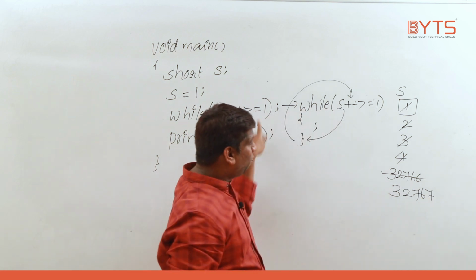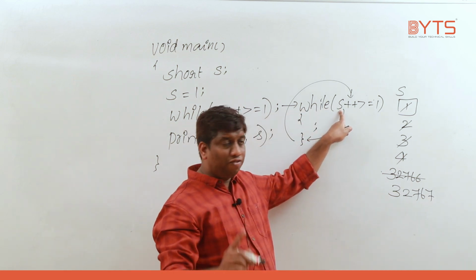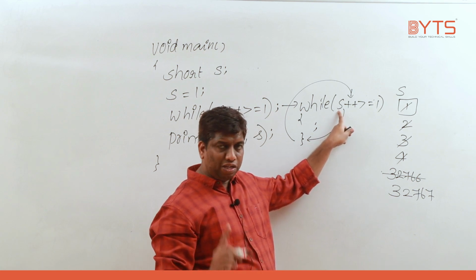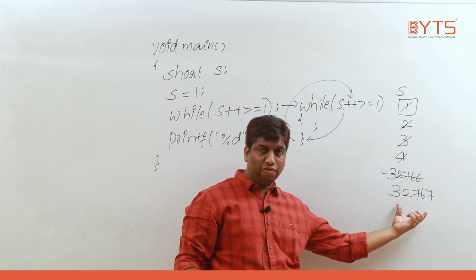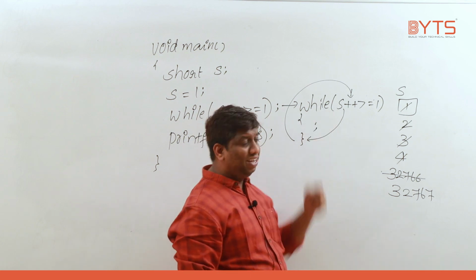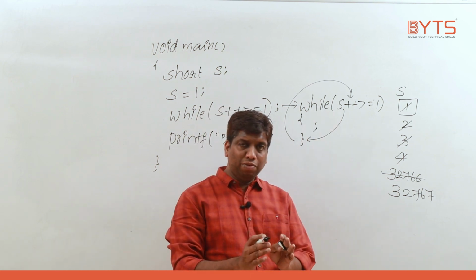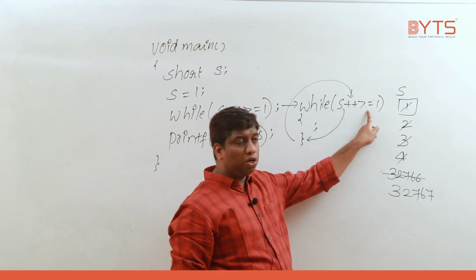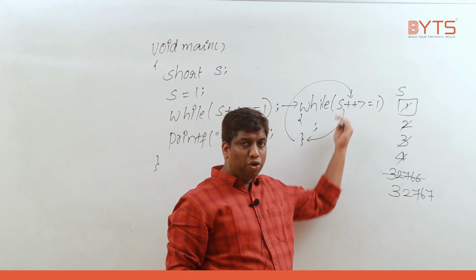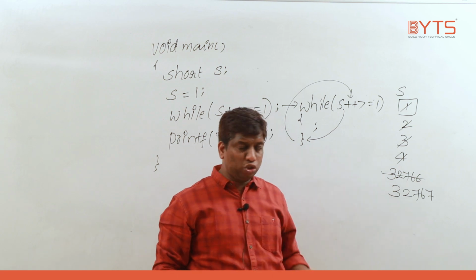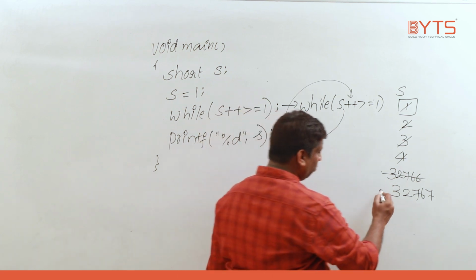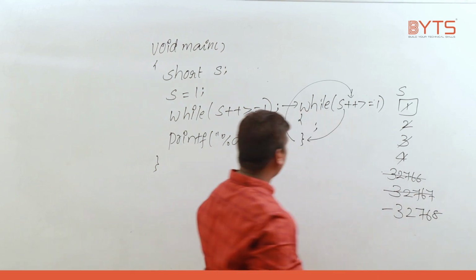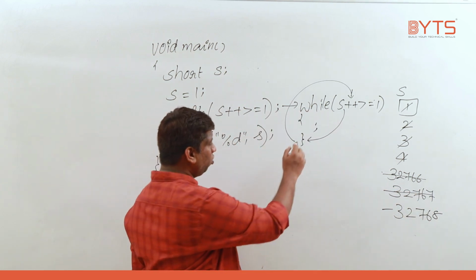End of the loop. Now I am here. Currently, what is the value of s? 32767. Now understand, it's a post increment. When it is a post increment, I need to consider the current value. The current value of s is 32767. Post increment means you need to do the increment later. So 32767 greater than or equal to 1, true. True means enter. When you enter, we need to do the post increment. The post increment value will be how much? Minus 32768. Why minus 32768? We already discussed the range is crossed. End of the loop, come here.